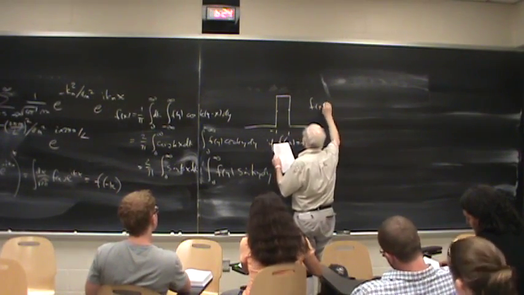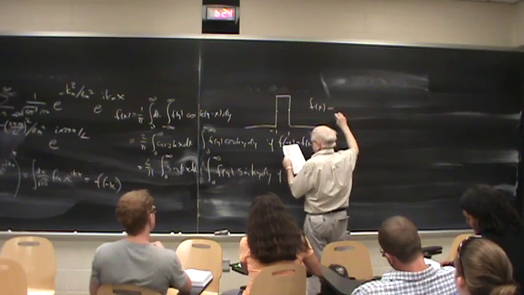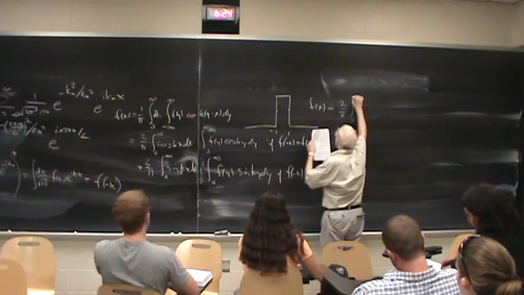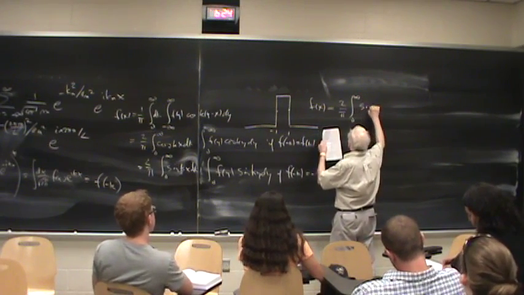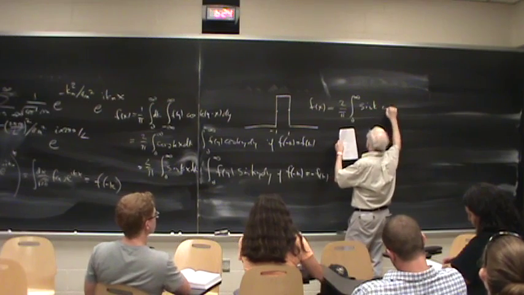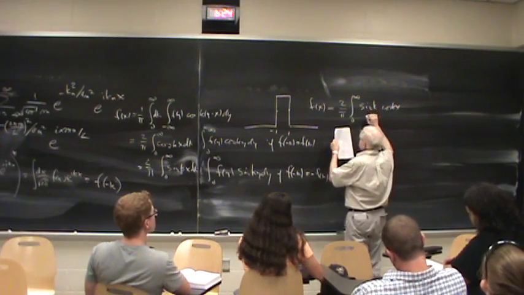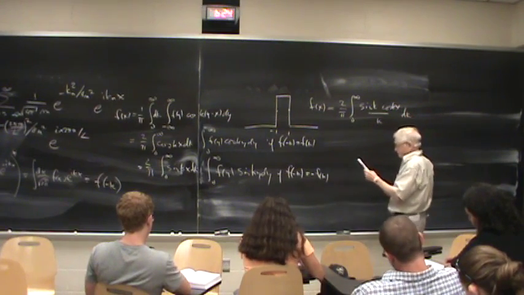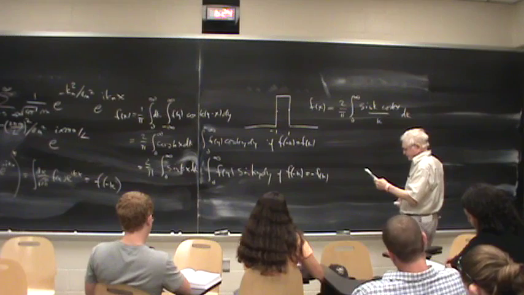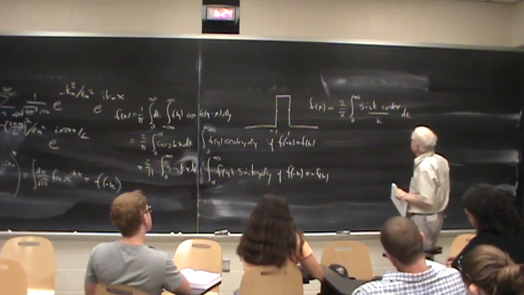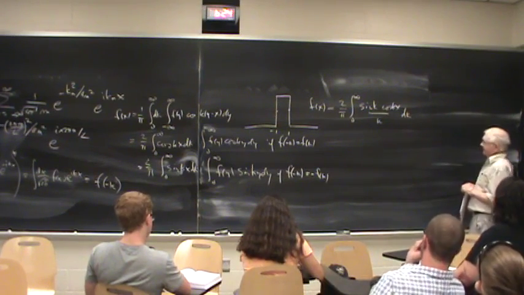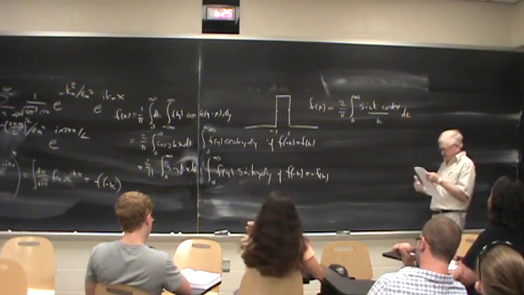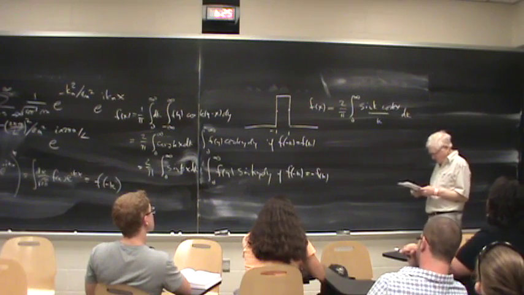In any event, you can write it as a Fourier transform, and when you massage the Fourier transform enough, you get 2 over pi, integral from 0 to infinity, sine k cos kx over k dk. If you're mathematically inclined, you might worry a little bit about this integral, but it really does converge eventually.